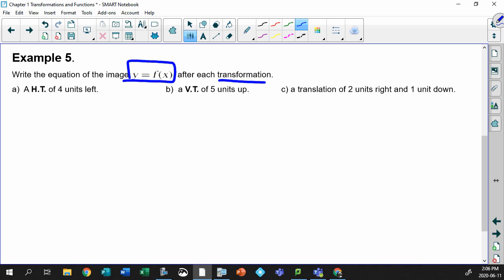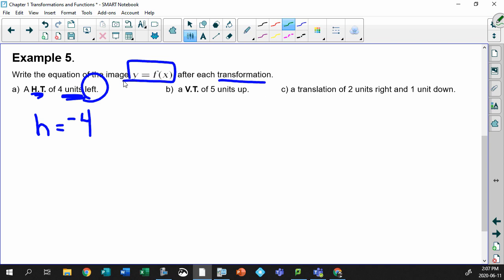Look at the first one. Horizontal means 4 units to the left. Watch out, this is to the left. So what does this mean? Horizontal, if you remember, is our h value. Our h value is going 4 left, so our h value is actually -4. Aha! So quickly write out the formula.